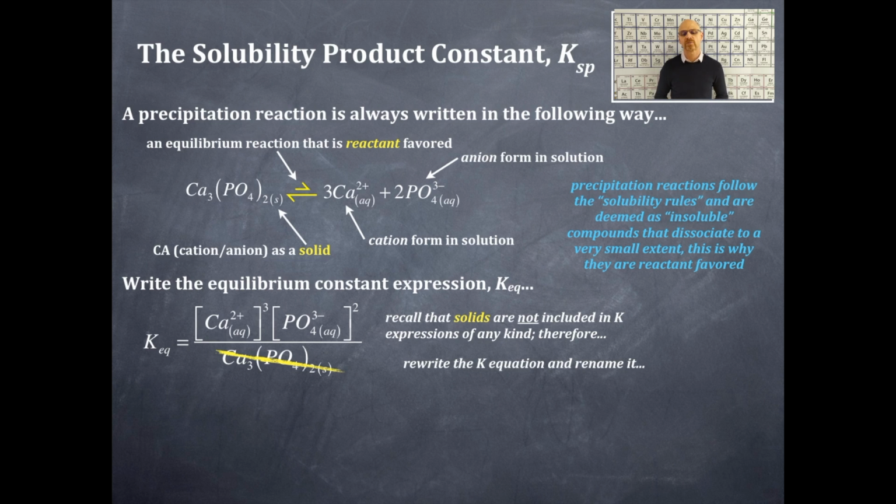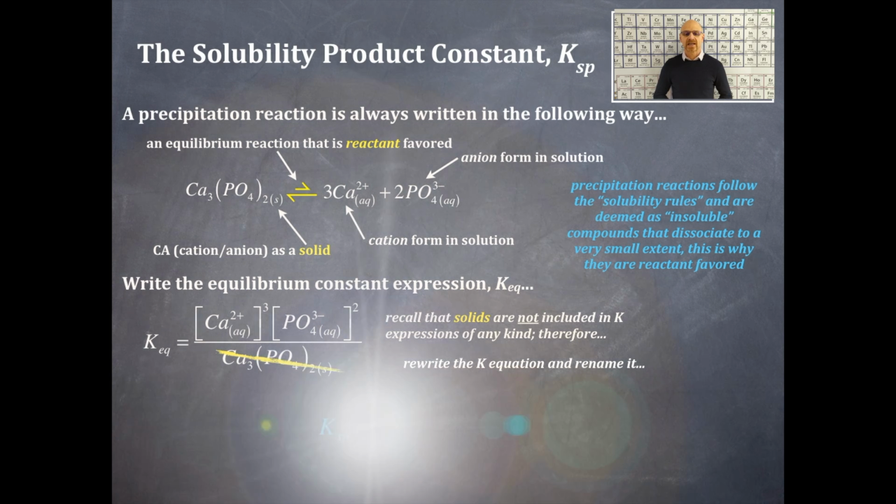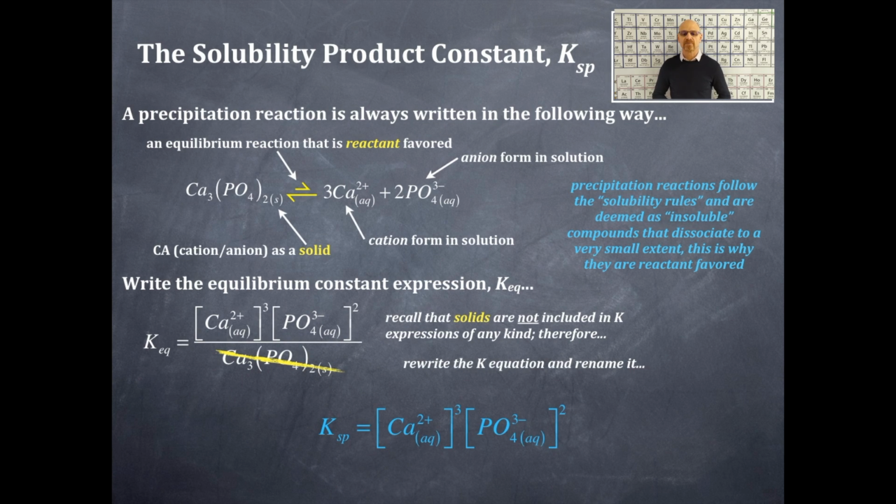Now we're going to rewrite this K expression, this KEQ, and rename it. We're going to call it a KSP, and it is the products over the reactants with the stoichiometric coefficients as exponents, but of course solids and liquids are not included, and the reactant is always a solid when it's a KSP. This KSP is now called the solubility product constant. It's not the equilibrium constant, it's the solubility product constant. Notice that there's never a denominator on these terms, because that denominator is a solid, and that's what you start off with on the reactant side.